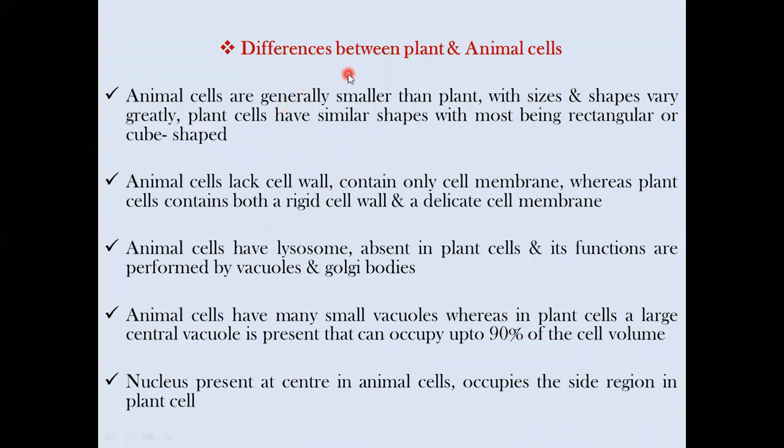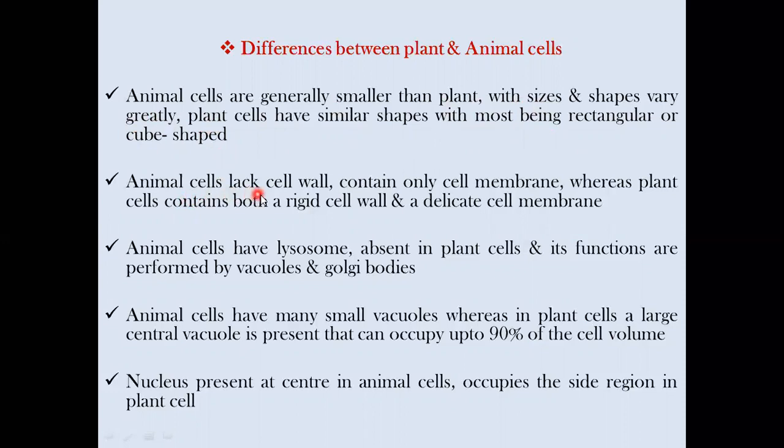Next, we will discuss some differences between plant and animal cells. Both are eukaryotic cells. So first one is, animal cells are generally smaller than plant cells, with sizes and shapes varying greatly. Plant cells have similar shapes, with most being rectangular or cube shaped. So in animal cells, the size and shapes greatly vary, so it is not a specific size. But in plants, the shapes and sizes are similar, which are either rectangular or cubical in shape.